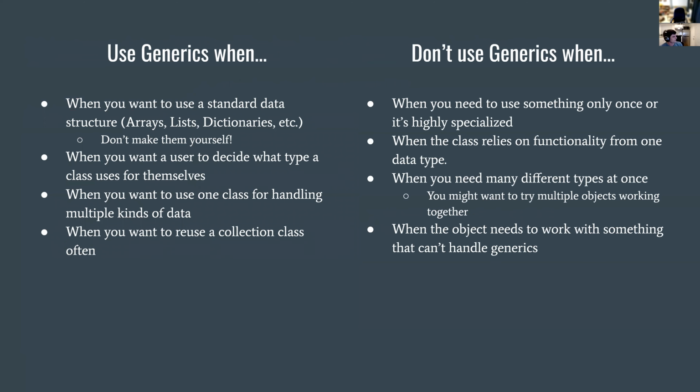And so we have some do's and don'ts when it comes to generics. You want to use generics when you have standard data structures. C# actually comes with a lot of these built in as generics, like lists and dictionaries, arrays, all that. So you don't actually have to make them yourself, which is really, really nice. Or when you want a user to decide what type of class they want to use for themselves, or when you are using one class to handle multiple types of data, or when you want to reuse a collection of classes often.